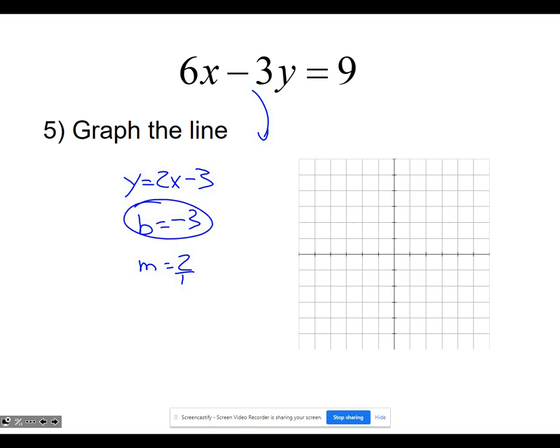So the y-intercept is -3. 1, 2, 3. That puts us at the point here. The slope is 2. Now remember, that's the change in y over the change in x. That means every time the y goes up 2, the x moves forward 1. Up 2, forward 1. Up 2, forward 1. You can make as many, or really as few points as you need. You get a great idea of what that line would look like.